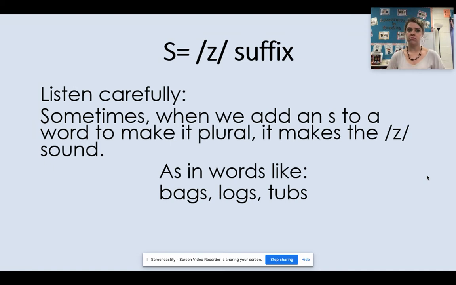Bags. We wouldn't say bags. That doesn't sound right. Bags, logs, tubs. It makes a z sound. So if we are writing in our journal and we come to a word that says, I helped my mom take in the shopping bags, we know that if we mean more than one bag, even though it makes that z sound, we're going to use the letter S. Okay? So it can be a little tricky sometimes, but sometimes that S at the end of a plural noun is going to make the Z sound.